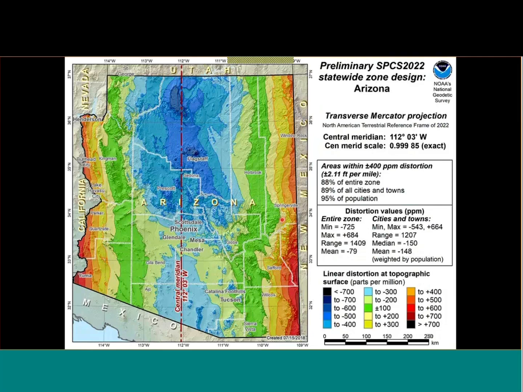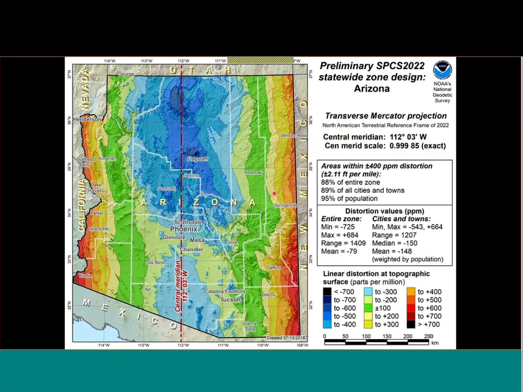Now, the one zone that NGS will design for Arizona is a statewide zone, and here's a preliminary map of what it'll look like. Better get cracking here. Just real quick, the colors on here represent distortion. Where it's bright green means it's 100 parts per million distortion. That's about half a foot per mile.